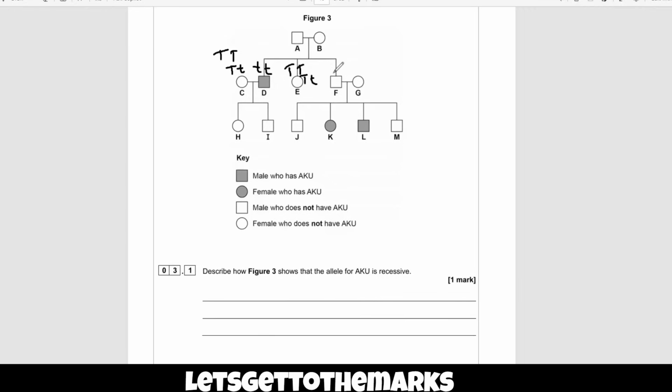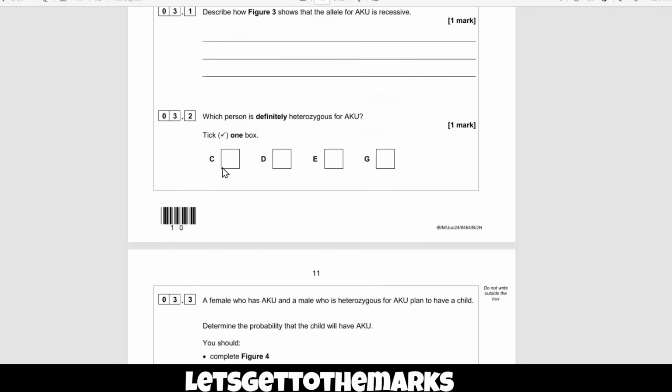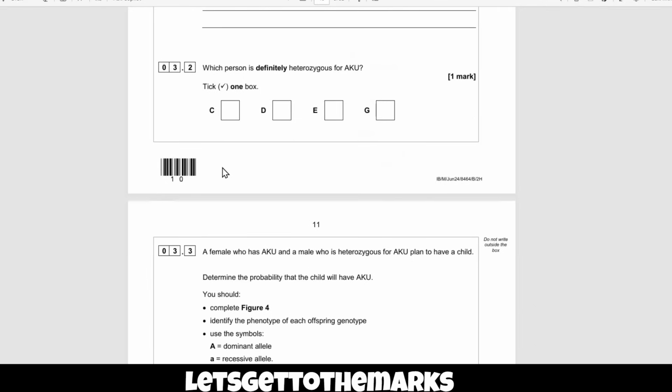You might think the same with F, but look, F has had K and L. That means two recessive alleles have come together to form K and to form L. So as F doesn't have the disease, we know F must be big T, little t. And in fact, so must G be big T, little t. They're asking us about G, but it's the same thing. So G had to be big T, little t because their kids had the disease and they didn't.